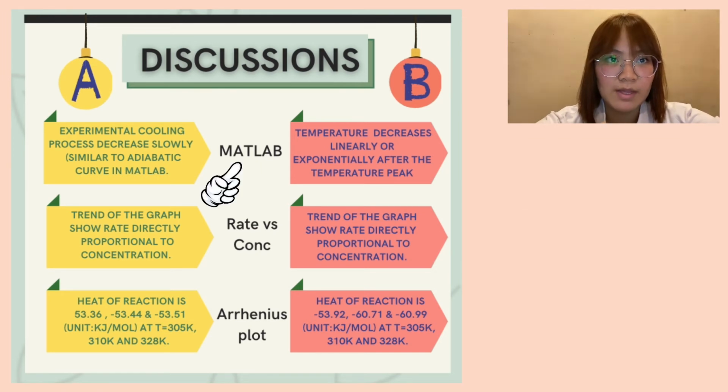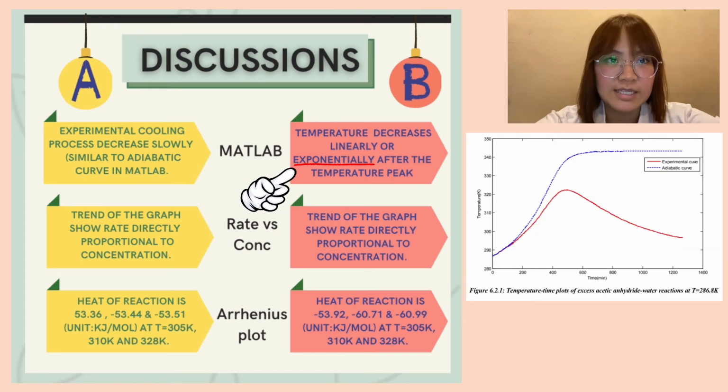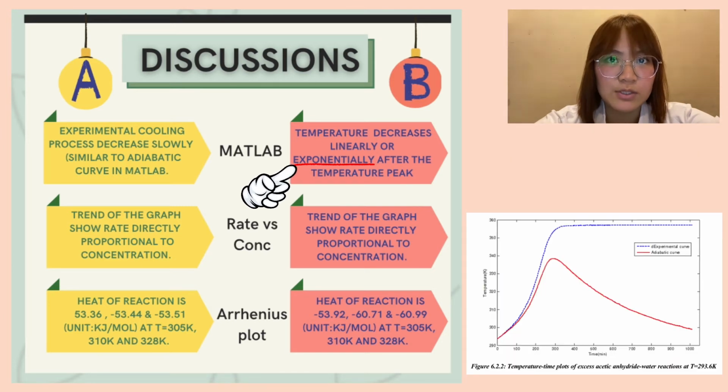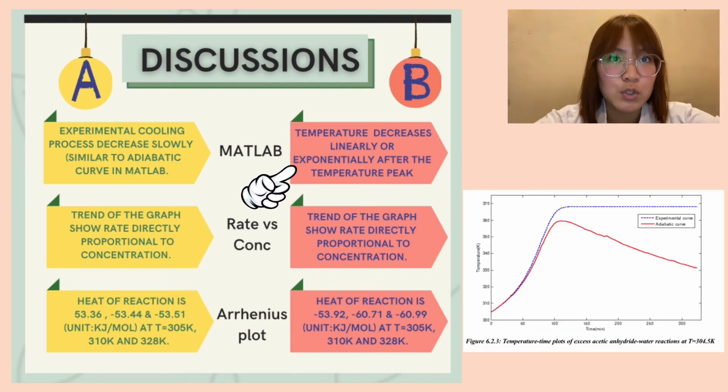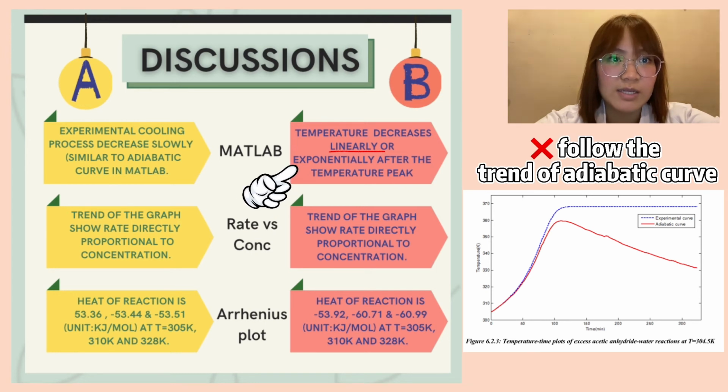First, we will look into the MATLAB graph. For Part A, the experimental cooling process decreased slowly, which shows a similar trend to the adiabatic curve in the MATLAB simulation, while for the cooling process of Part B, the temperature decreased exponentially after the temperature peak for the first two graphs, with initial temperatures of 286.6 Kelvin and 293.6 Kelvin respectively. However, the third graph, with an initial temperature of 304.5 Kelvin, shows that the temperature decreased almost linearly, which indicates that the behavior of the cooling process does not follow the trend of the adiabatic curve.